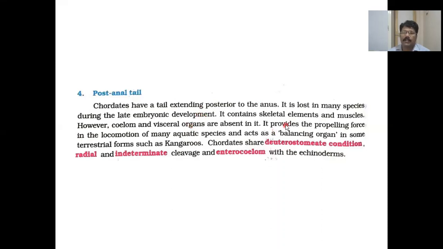That means the tail consists of the skeletal elements and the muscles, but it doesn't have the coelom or visual organs. And what is the use of this tail? Tail acts as a balancing organ.